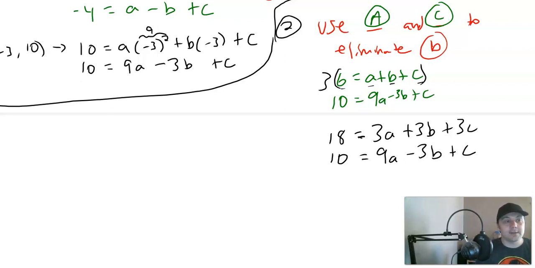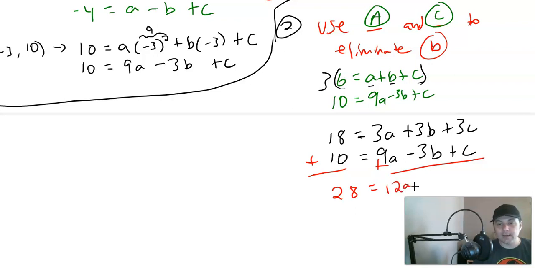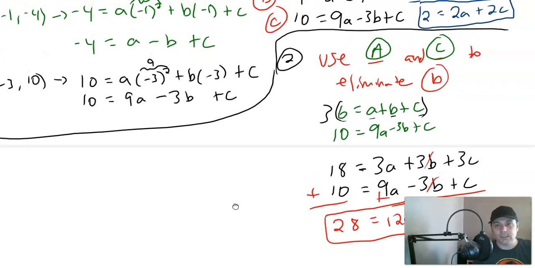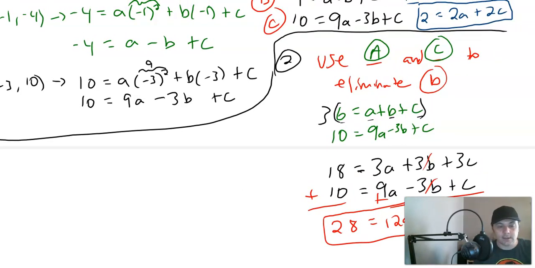And now I will add these 2 equations together. Add the left-hand sides, add the right-hand sides. So we get 28 equals 12A. The b's cancel out, and then I get 4C. So that is my result from step 2. So let's see if I can get both of those results in the screen together. And so for step 3, I want to solve. I take the resulting equations from step 1 and 2 and solve them as a system of equations.